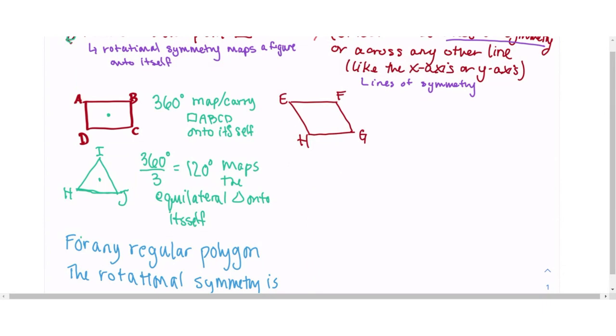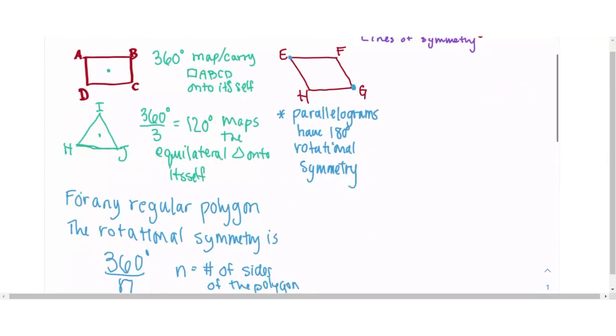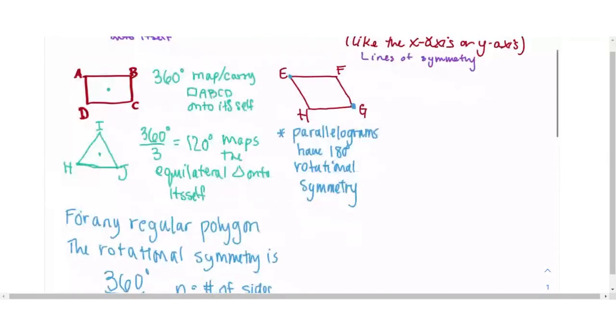Parallelograms have 180 degree rotational symmetry, because basically when you rotated, the E went to where G was and G went to where E was. Symmetry. Let me try to put the R in there. There we go. Yeah, spelling. Okay. Good. So that's rotational stuff.